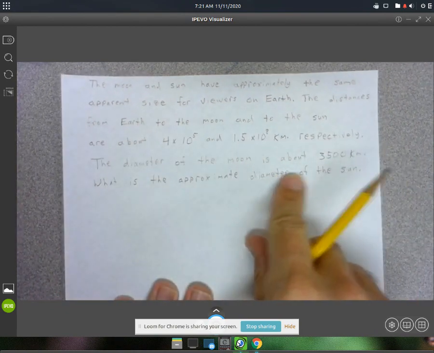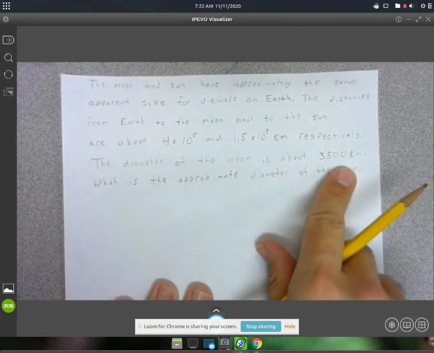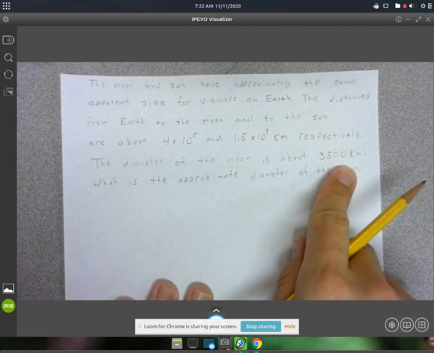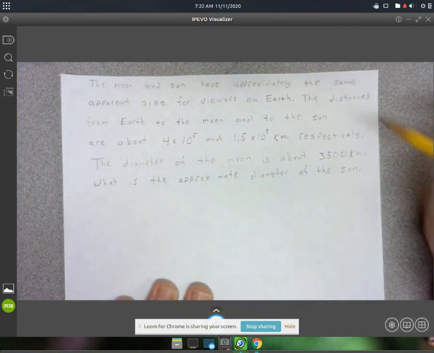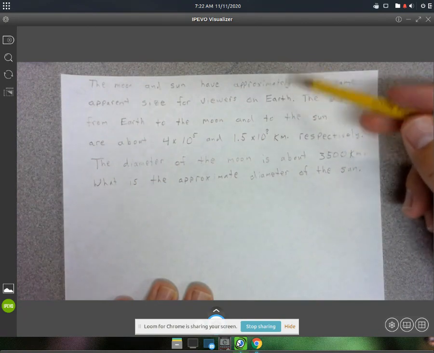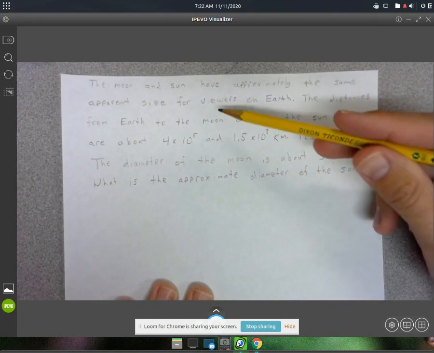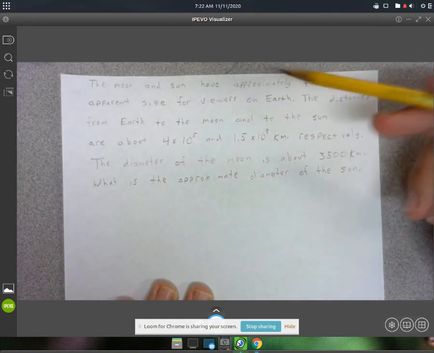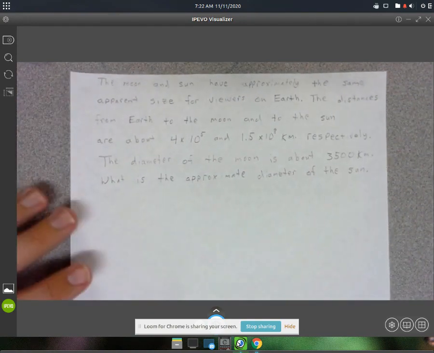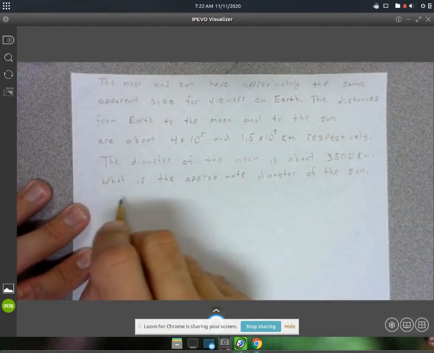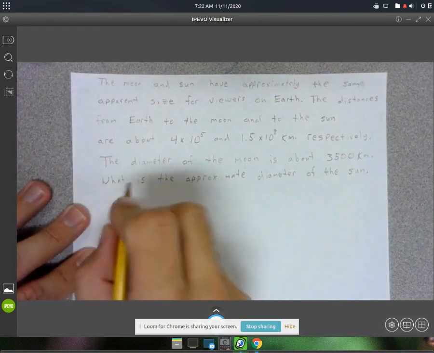The diameter of the moon, so we know that is 3,500 kilometers. And the question is, what's the approximate diameter of the sun? So they told us that the angular size, the theta, is the same for both the moon and the sun, but they never actually told it to us. Okay, so we're going to set up a couple of different equations here. Well, actually, we're just going to set up the moon one first.